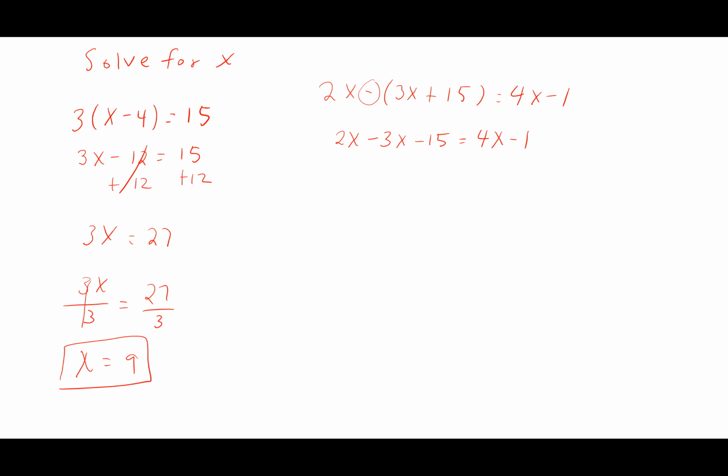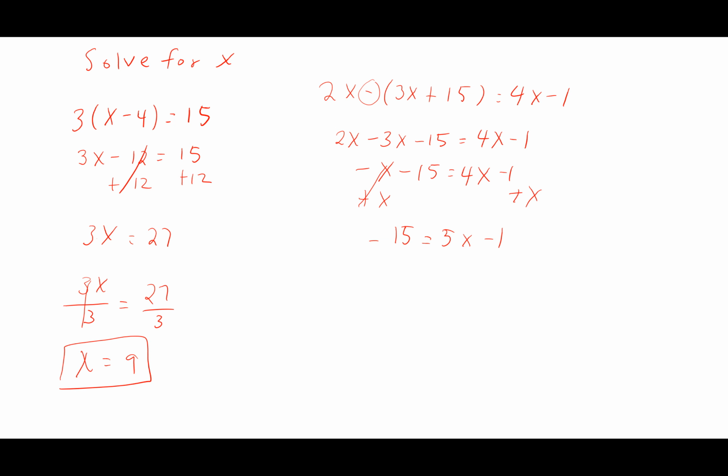Okay? So now we can combine this 2x minus 3x. So you're just going to have a negative x. Minus 15 equals 4x minus 1. Now we need to add x to both sides to get rid of this x right here. So when we add x to both sides, this is going to cancel. That's going to give us minus 15 equals 4x plus x is 5x minus 1.